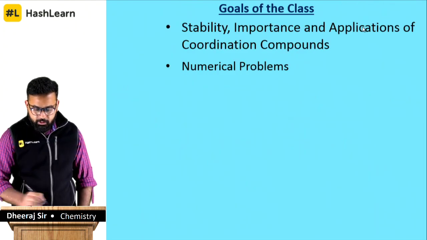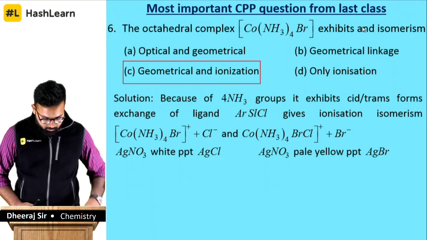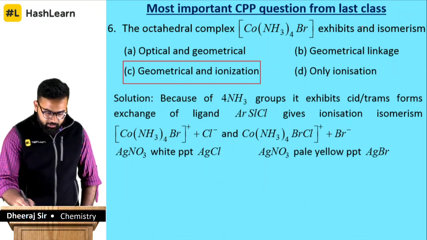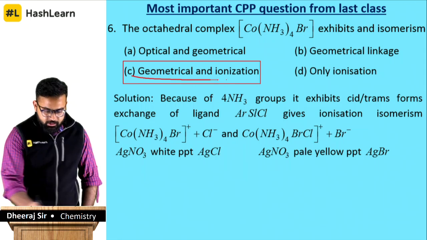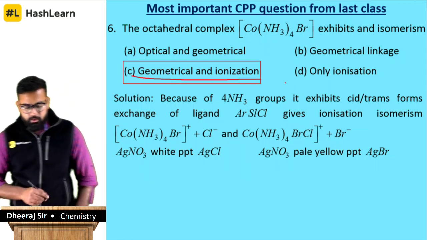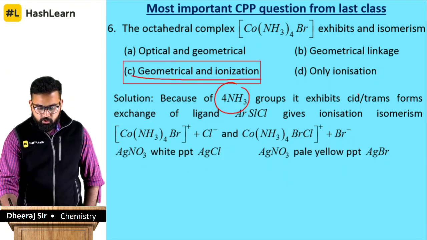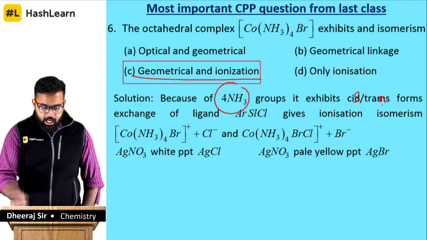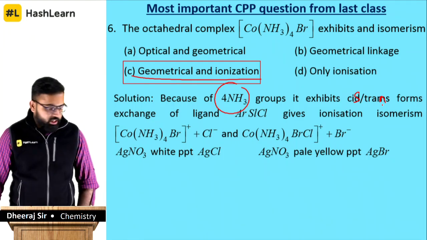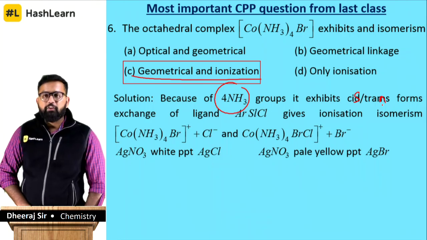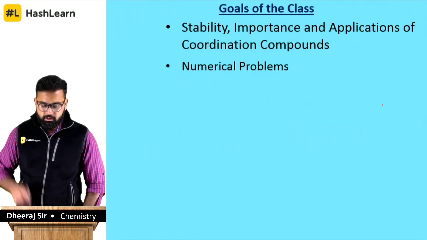So what kind of isomerism is exhibited by this compound? You can expect it to exhibit geometrical as well as ionization isomerism, since 4 NH3 groups are present which can show cis and trans forms, and the others give ionization isomerism. So the details are available. Hope you have followed, and it is quite an important question pertaining to isomerism.